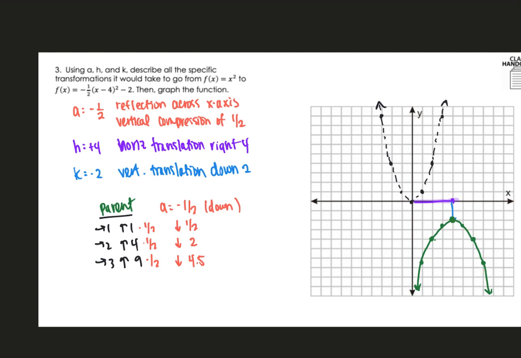So let's go ahead and label this one. This is f of x equals -1/2 times (x minus 4) squared minus 2. And our parent function is f of x is equal to x squared.